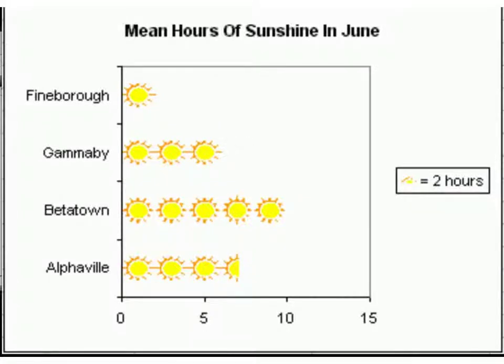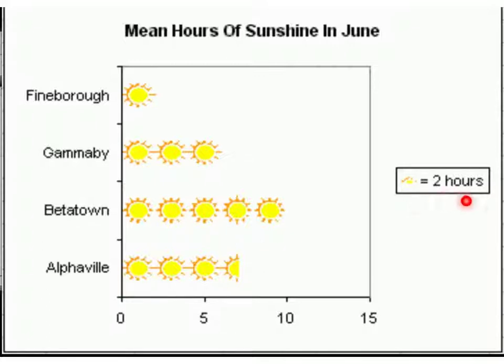So this video is going to teach you all about pictograms. So we're looking at a pictogram. It tells us about the mean hours, that's the average number of hours of sunshine in June, in 4 locations: Finborough, Gamby, Beatertown and Alphaville.